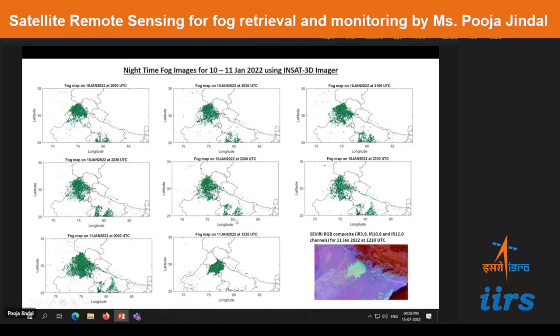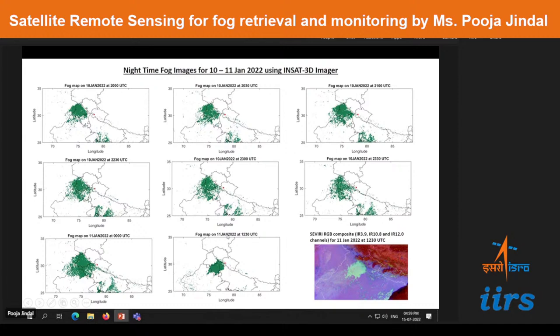Okay, so these are another set of recent images for this year. This is for 10th and 11th Jan 2022 using the INSAT-3D Imager. Now here you see we have different kinds of spread. Here we have at 20 UTC, Punjab is covered, then 20:30, 21, 21:30, 22:30, 23, 23:30, and then 11 January 0 UTC and 11 January 12:30 UTC.